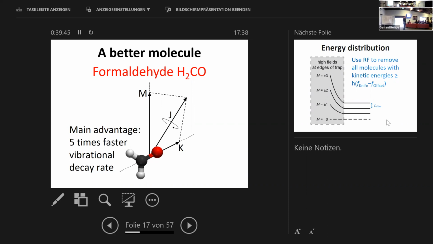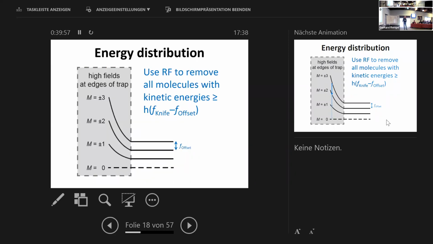So cooling is comparable to that trapping time, and to have a 5 times faster vibration decay rate, you would have this. And this is why we switched to formaldehyde. And now we measure the temperature, just to make sure that we are not measuring something which is maybe crazy. We switched our detection scheme to a radio frequency scheme.